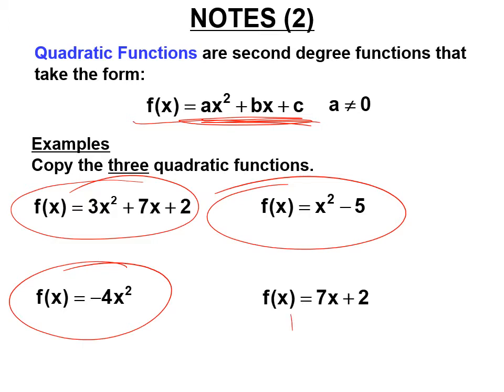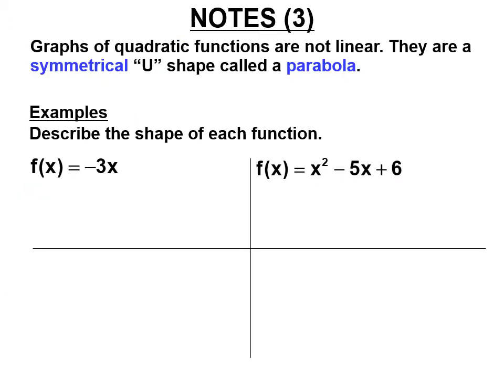And so this is the one that's linear, right? Because the exponent of x is 1. The other three will make a U-shape, a quadratic. Graphs of quadratics are not linear, and they are symmetrical. That means both sides of the U are mirror images of each other. And that U-shape has a name, and you pronounce it parabola.